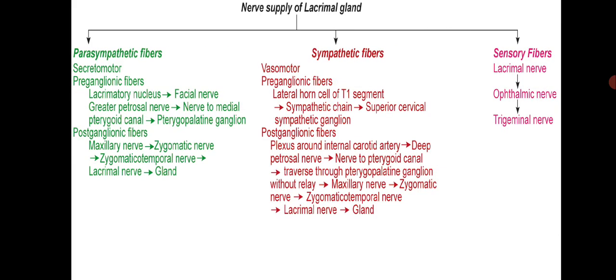Nerve supply of the lacrimal gland. It has sensory, sympathetic and parasympathetic nerve supply. Sensory is by the lacrimal nerve, sympathetic fibers are vasomotor, and parasympathetic fibers are secretomotor. The description of this nerve supply is given in this flowchart. You can go through it, and the nerves supplying these sympathetic and parasympathetic fibers are given in the flowchart.